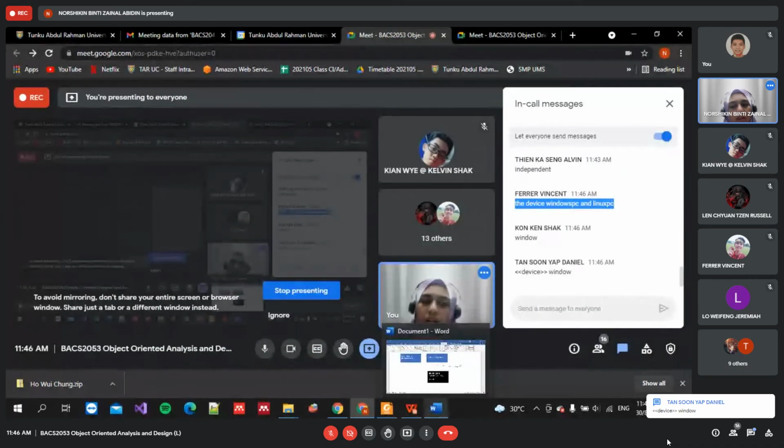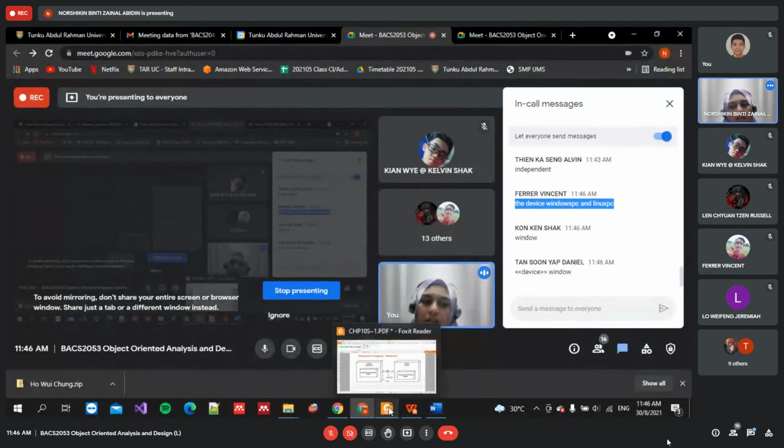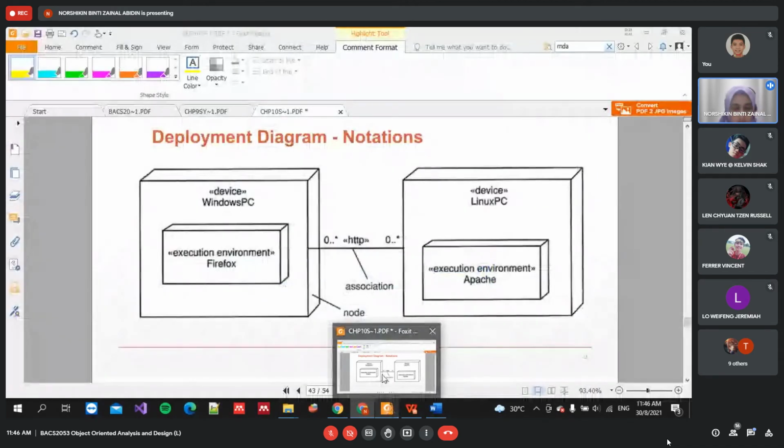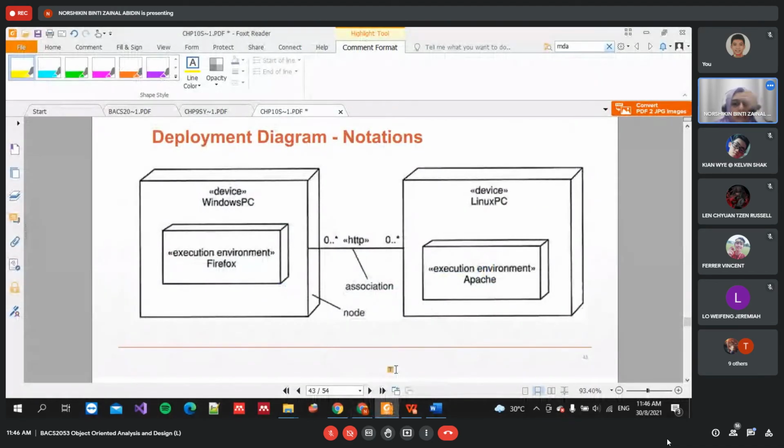Yes, I take the first answer. Device, Windows and Linux. Linux is software. I think you know what Linux is. Linux is an OS. So here we have a node, which is our device hardware: Windows PC and Linux PC. And then this one is the association. Okay, association, and as you can see, there's a multiplicity.